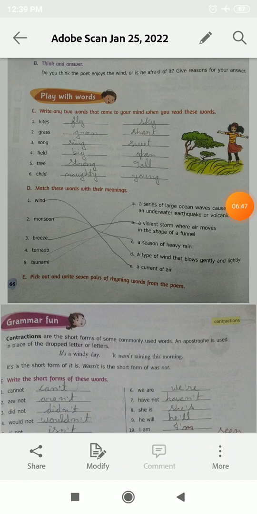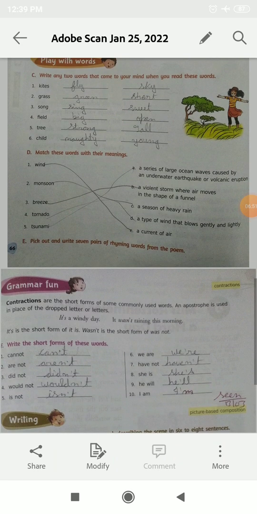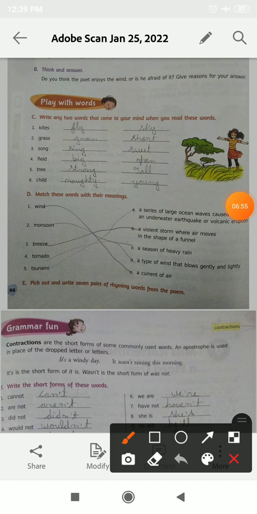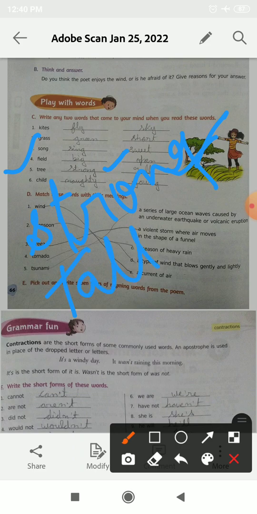So students, now next number, that is number 5, and here the fifth word is tree, and in the given space you have to write, in the first place, strong and, in the second place, tall. So strong, this is the spelling of strong, and next tall, and here the spelling of tall is tall.